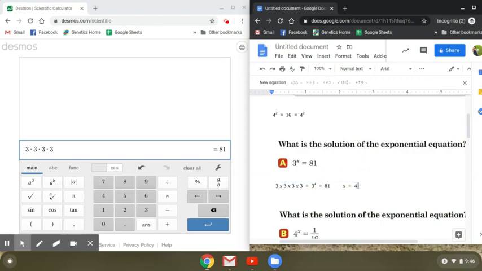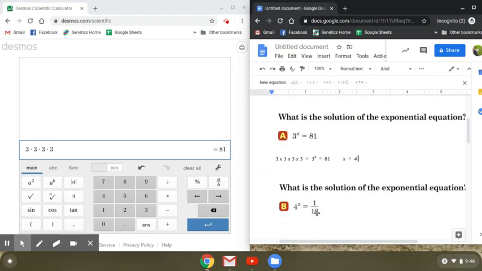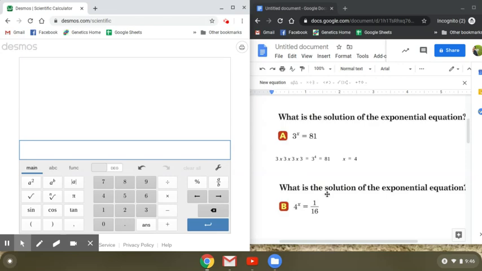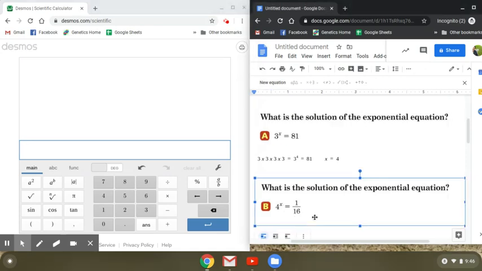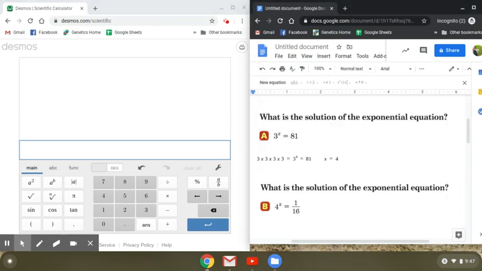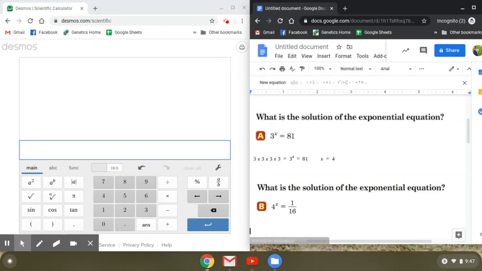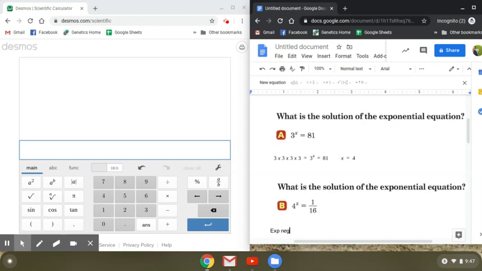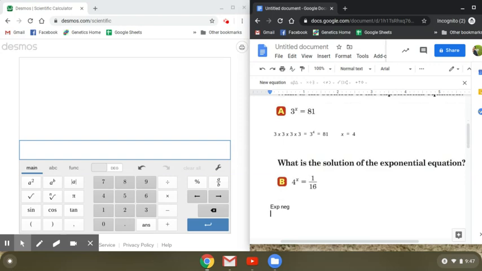All right, let's try another one. What is the solution of 4 raised to some power equals 1 over 16? Well, we know that since we switched it to the other side of the fraction line, the exponent is definitely going to be negative. In this case, the exponent is going to be negative because we moved the number from the numerator to the denominator.